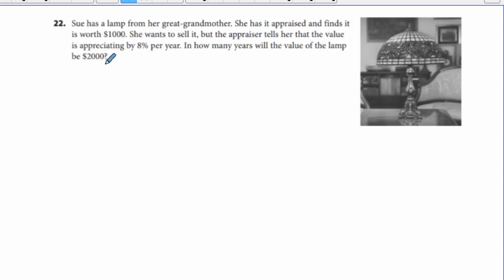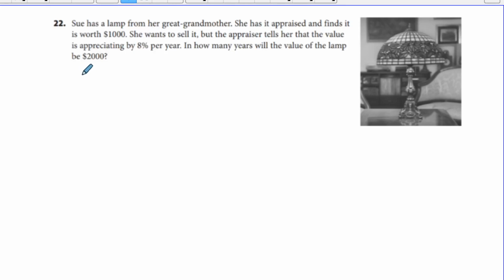All right, now we're at the real world uses of exponential functions, which can be really quite helpful. Sue has a lamp from her great-grandmother. She has it appraised and finds it is worth $1,000. She wants to sell it, but the appraiser tells her that the value is appreciating by 8% per year. In how many years will the value of the lamp be $2,000?